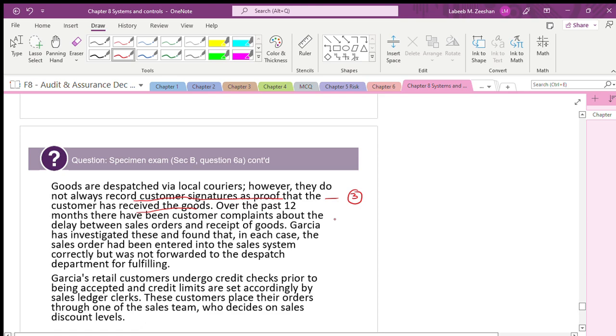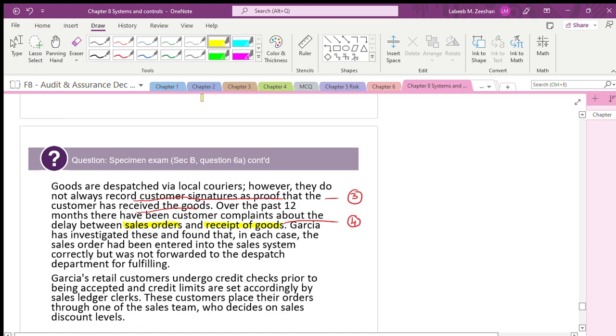Over the past 12 months, there have been customer complaints about the delay between sales order and receipts of goods. Definitely, they don't have a clear picture about how much inventory level they are having when they are accepting the order. That is the reason there will be a gap between the sales order and the receipts of goods.